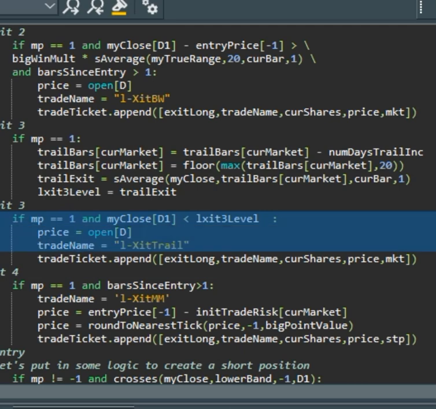If I'm long and the close of yesterday, D1, is less than long exit 3 level, which we just defined there, we're going to go ahead and get out at the open. Price equals open, trade name equals L exit trail. We're going to append the trade ticket with an exit long. It's always good to give your trade names, your signals, good trade names.